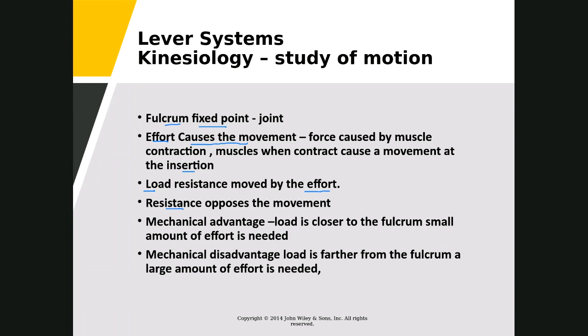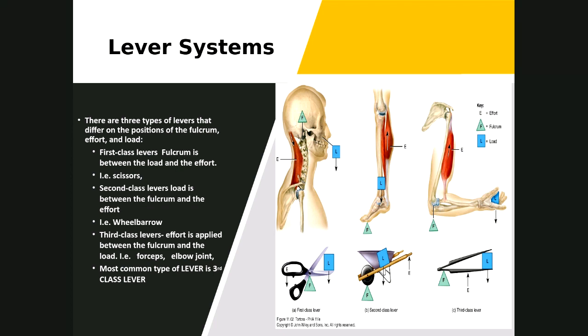There's a difference between mechanical advantage, where when the load is closer to the fulcrum, there's less effort needed to move, and a mechanical disadvantage, when the load is further away from the fulcrum, a larger amount of effort is needed. So let's look at the three types of lever system that exist. So there's first class, second class, and third class.